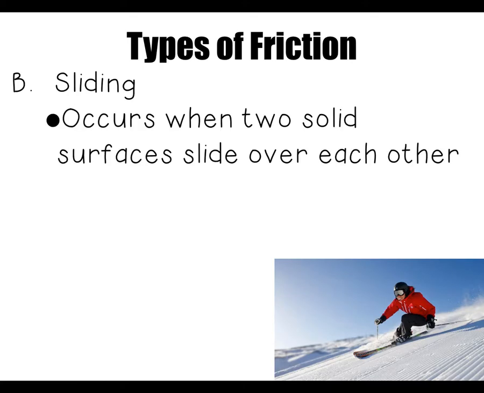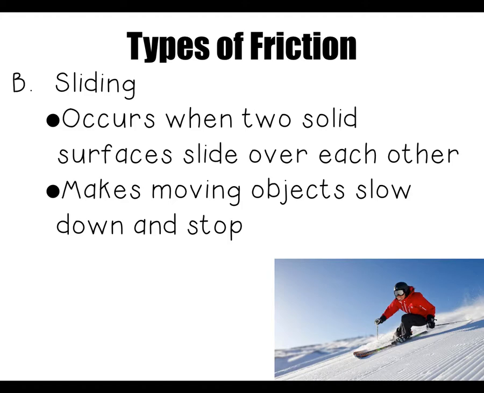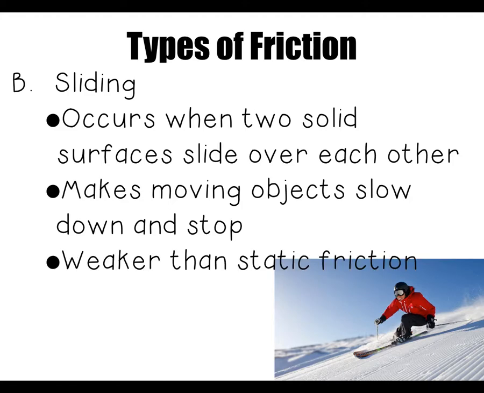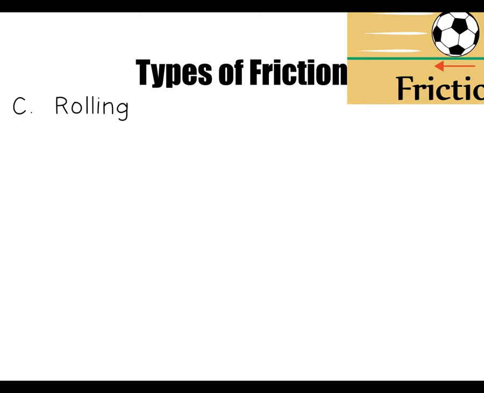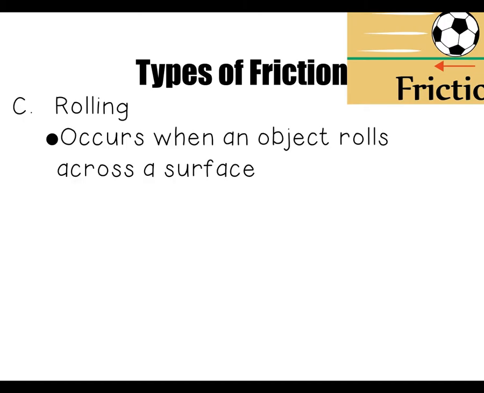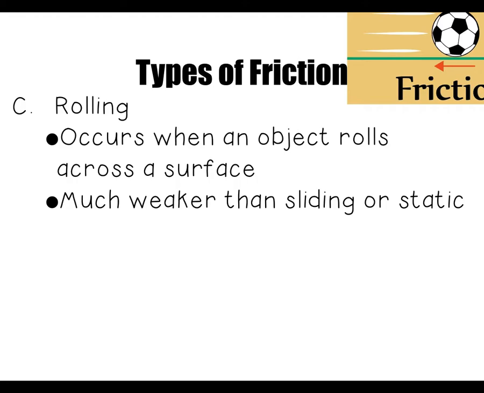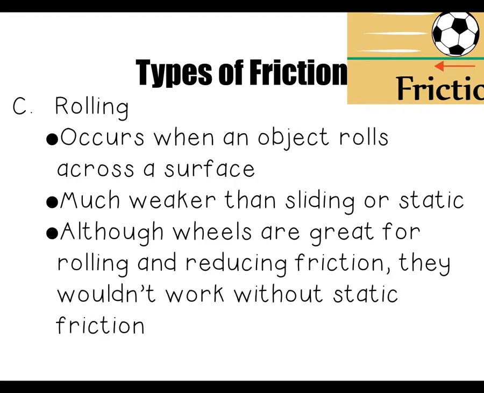Sliding friction occurs when two solid surfaces slide over each other, making moving objects slow down and stop. For example, sliding over snow or sledding over snow. It's much weaker than static friction. Rolling friction occurs when an object rolls across a surface. It's much weaker than sliding or static. Although wheels are great for rolling and reducing friction, they wouldn't work without static friction.